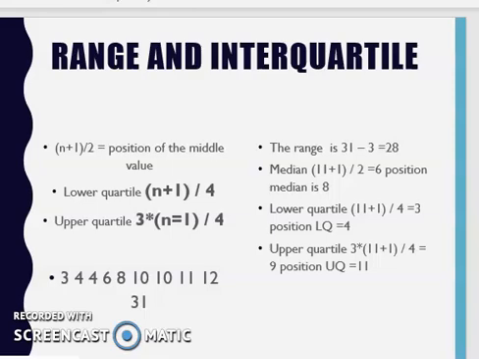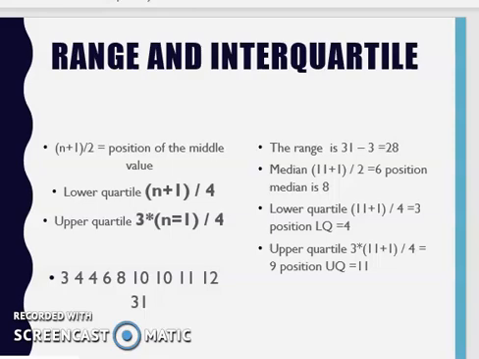To do this, you work out the median, which is 50% of the data, has 50% of the data either side. N plus 1, and then divided by 2, equals the position of the middle value. N equals the number of pieces of data.